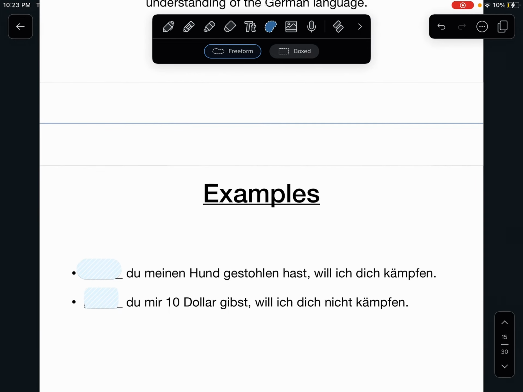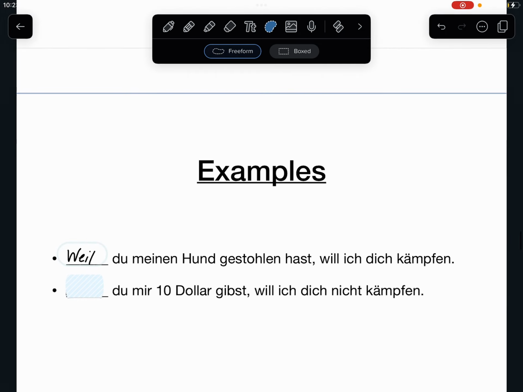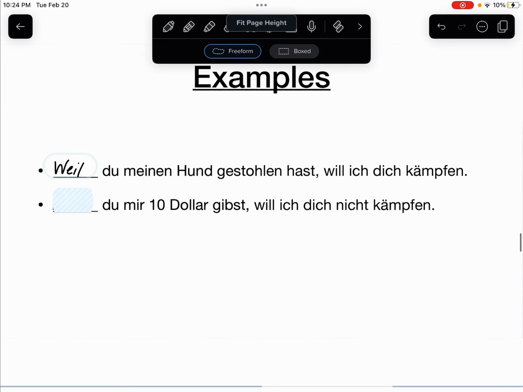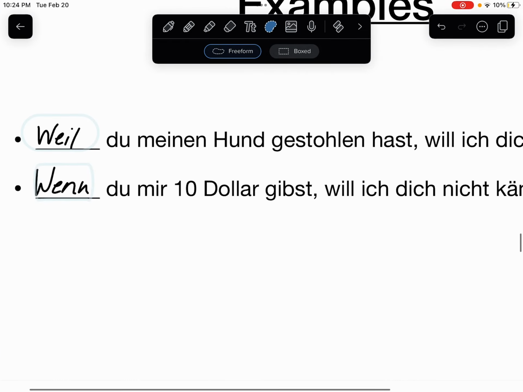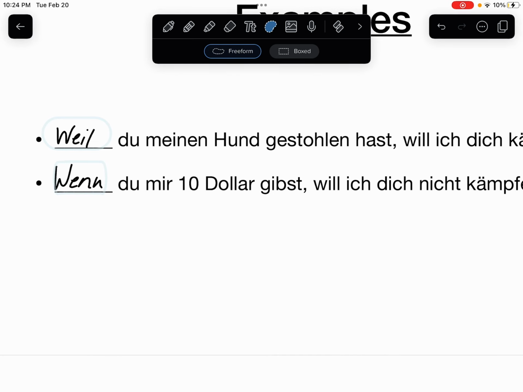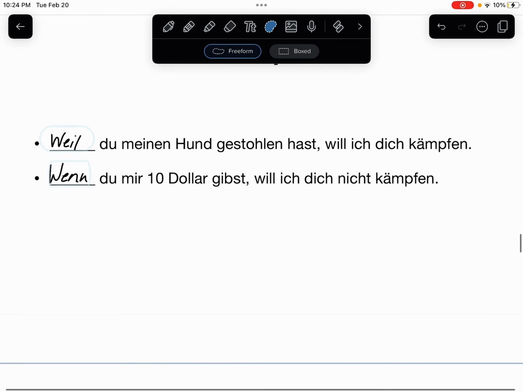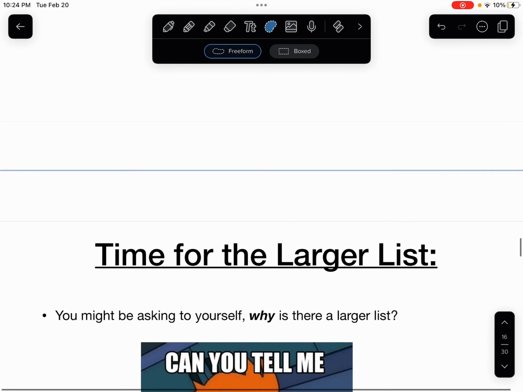Some examples. Weil du meinen Hund gestohlen hast, will ich dich kaufen. Because you stole my dog, I'm gonna fight you. Number 2. Wenn du mir $10 gibst, will ich dich nicht kaufen. If you give me $10, I will not fight you.